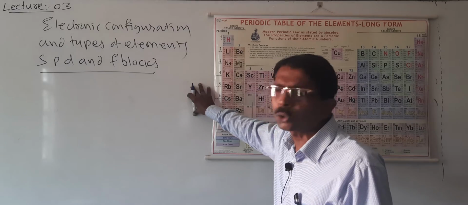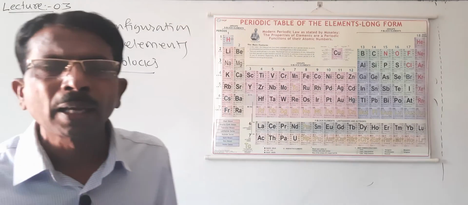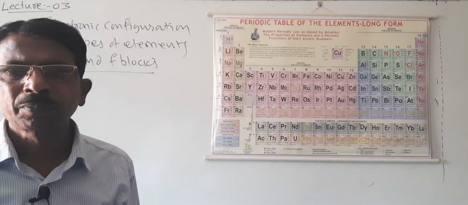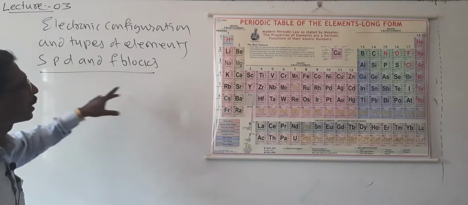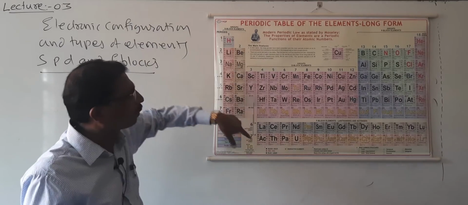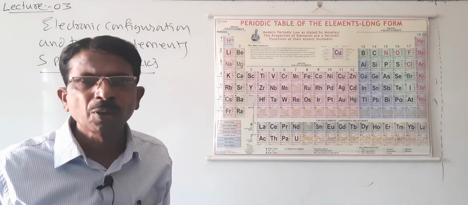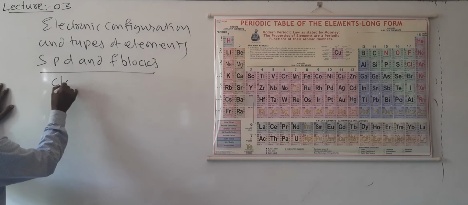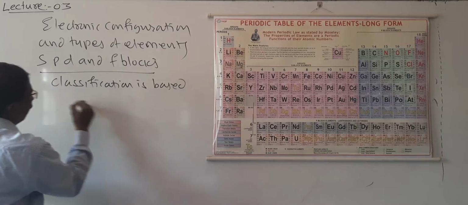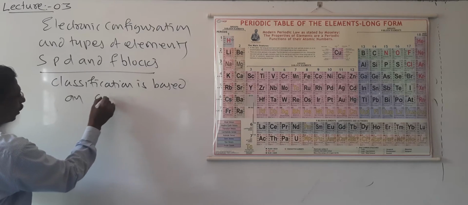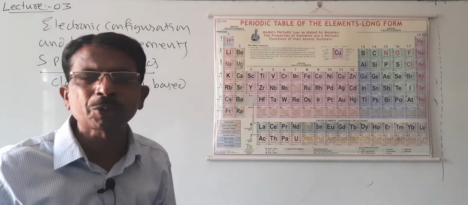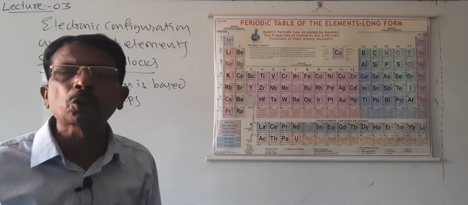It is also called the classification mainly based on blocks. The main periodic table is classified into 4 blocks. Look here, students, the periodic table is classified into 4 blocks. It consists of 18 vertical columns called groups, and the classification is based on groups. These 18 vertical columns are called groups.